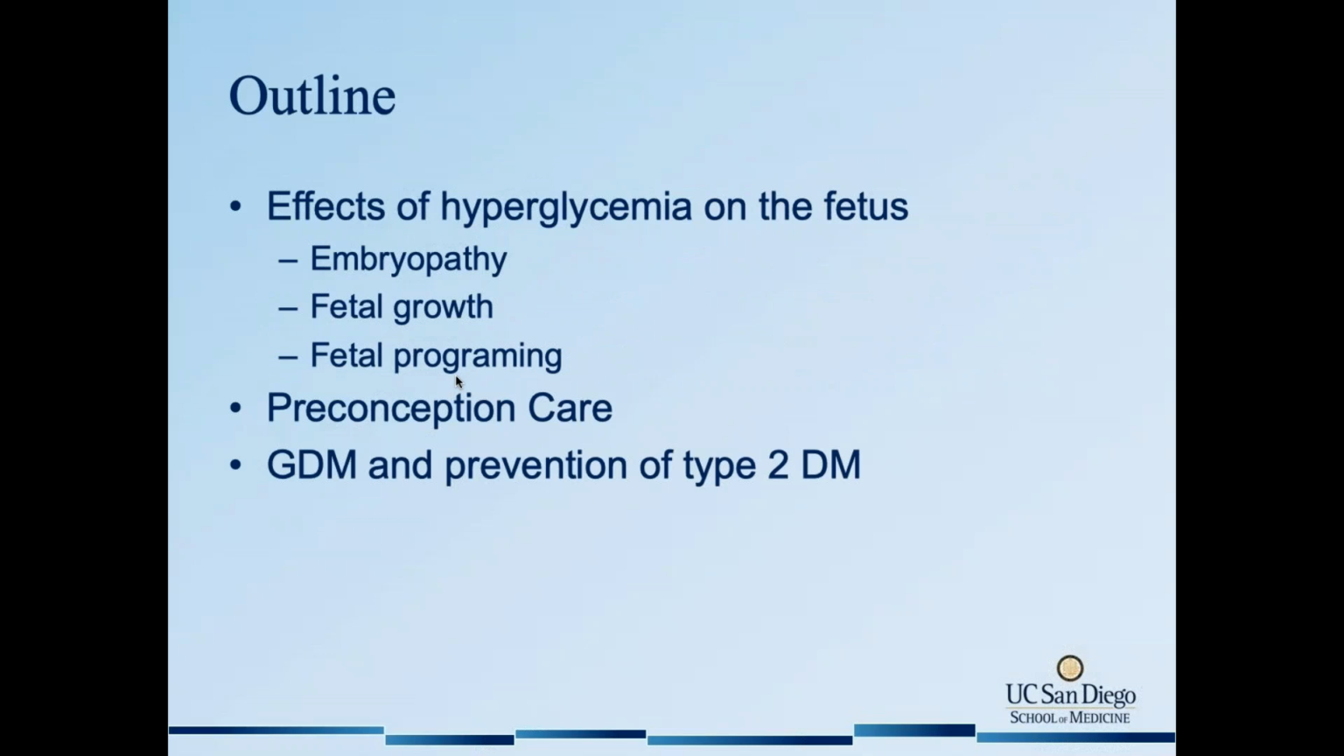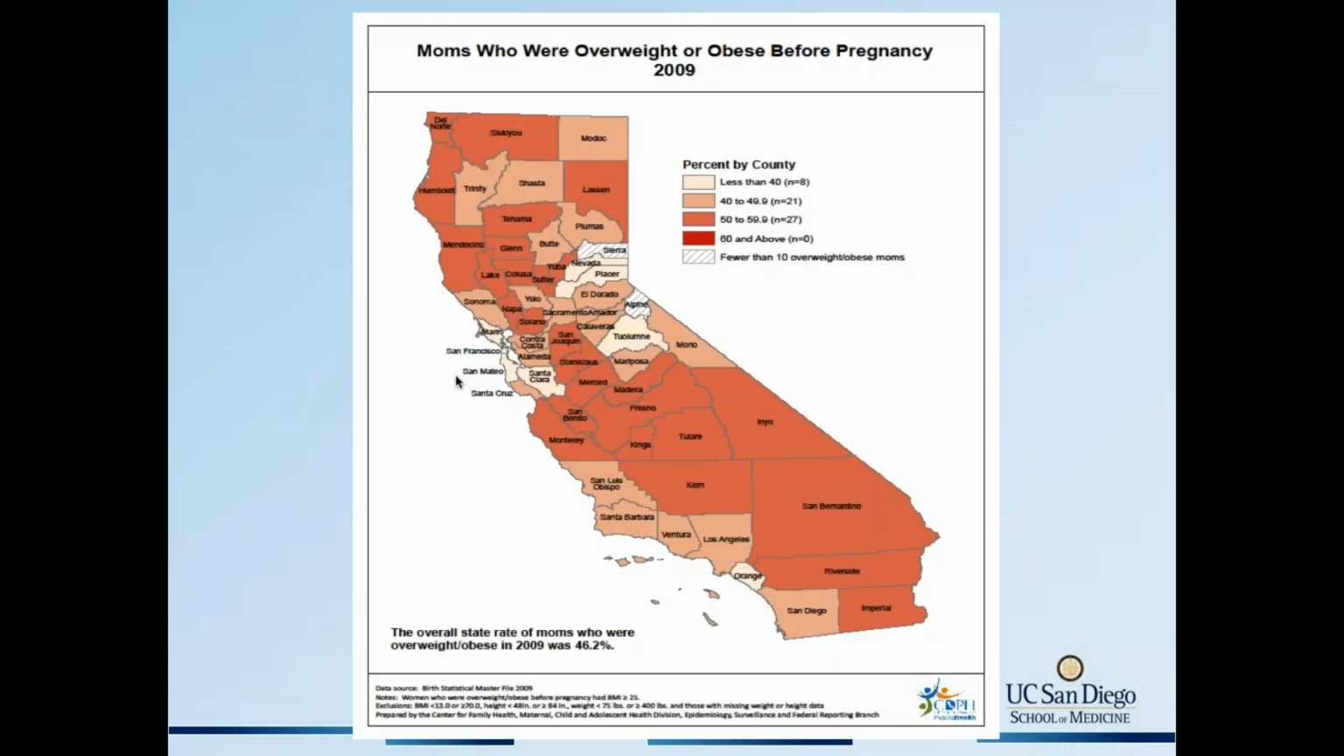We're going to be talking about the effects of hyperglycemia on the fetus, specifically embryopathy and the timing, the repercussions of hyperglycemia on fetal growth, as well as fetal programming. We are then going to move over to discuss the importance of preconception care, and then what we can do to prevent type 2 diabetes following a diagnosis of GDM.